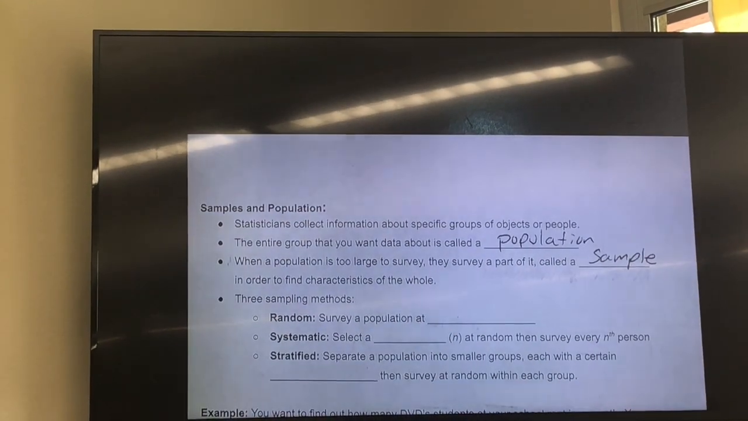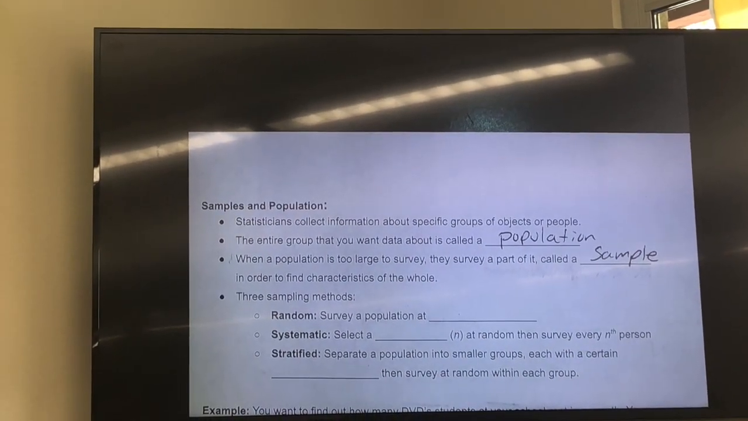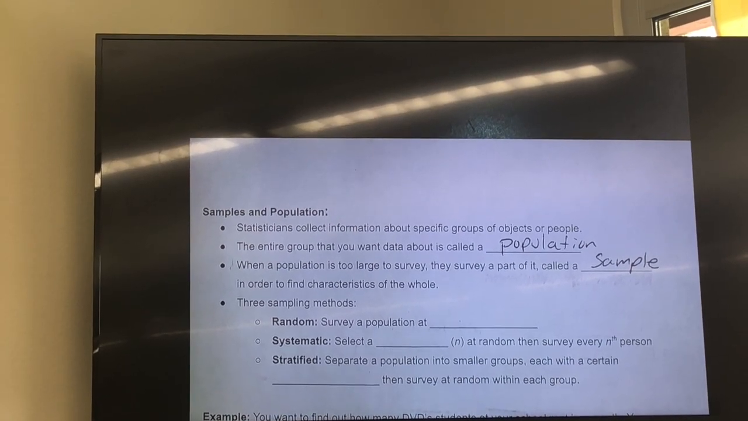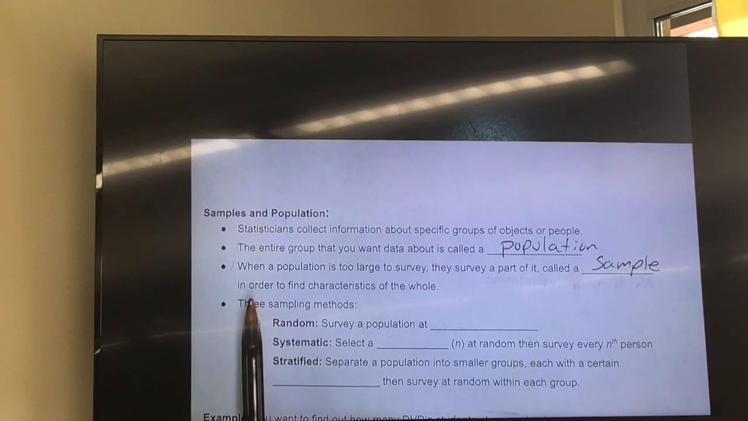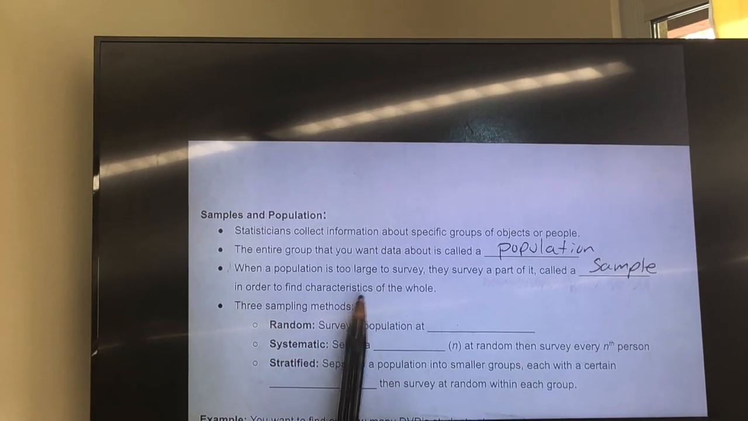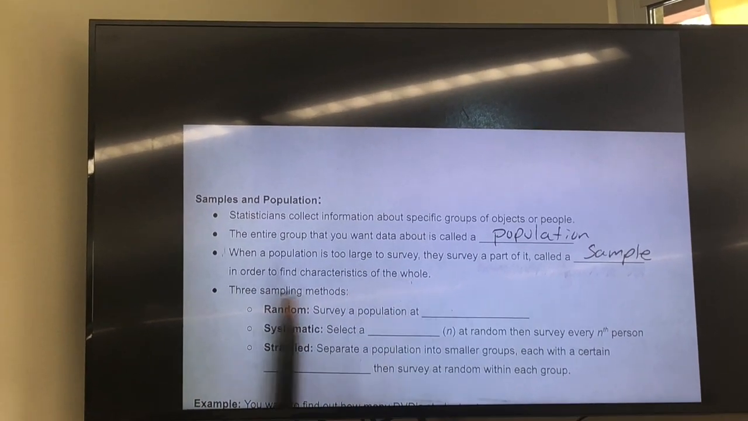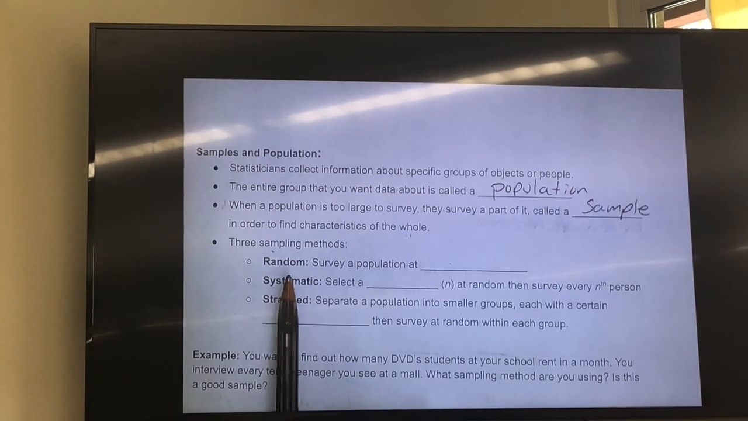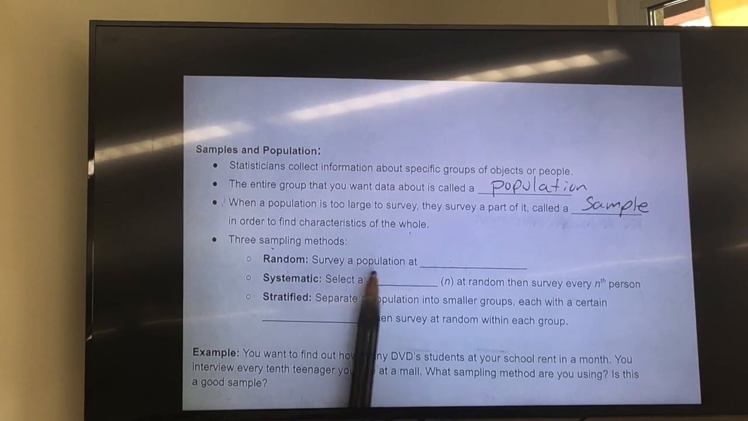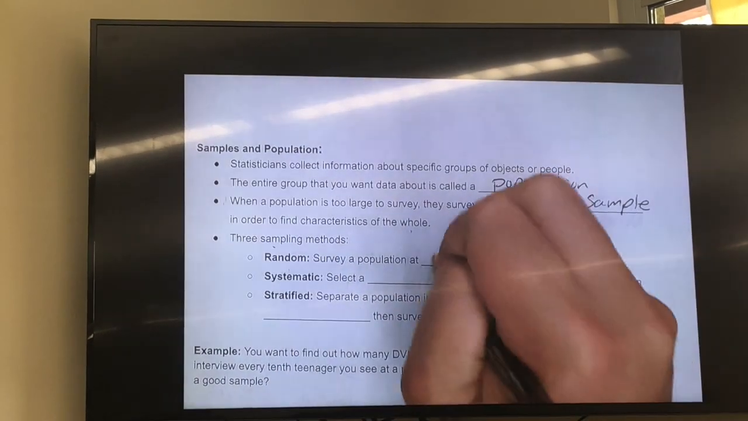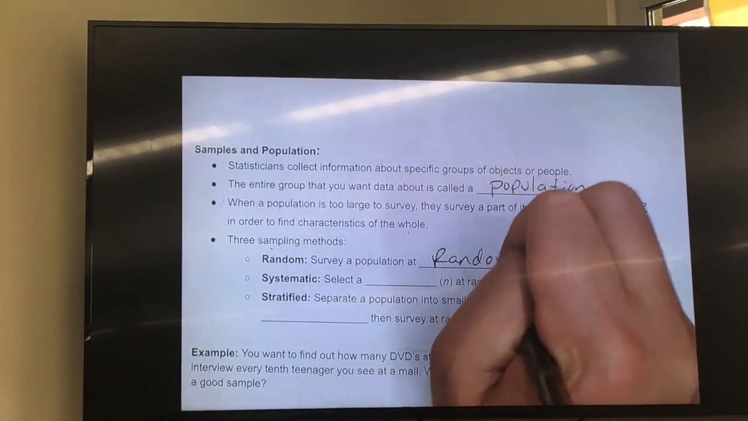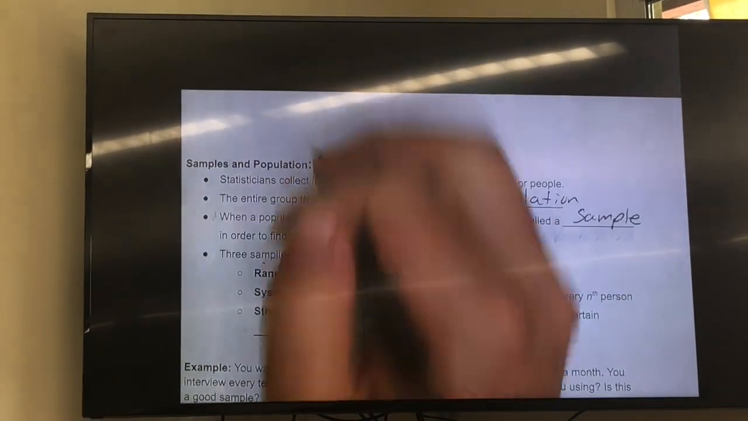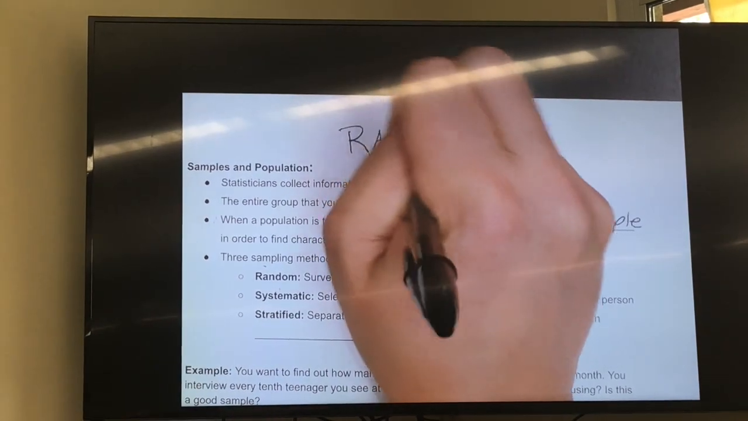Okay? So like I said, in science, usually you're going to take a sample of a population. You take a big group and you're just going to take a small section of that group. So we do this in order to find the characteristics of the whole group. So we have three main methods that we use. Our first is called random. We survey a population at random. That is going to be our key word for our homework today. At the top of your homework, let's write the word random.